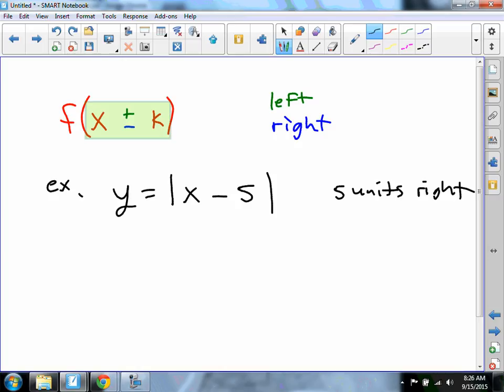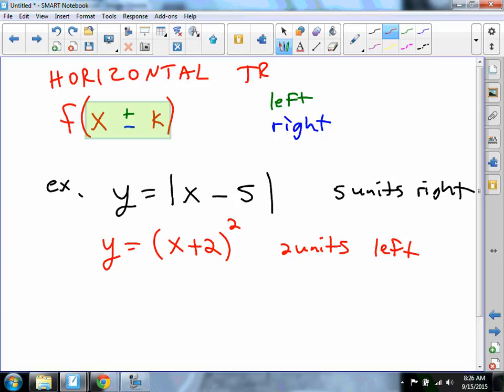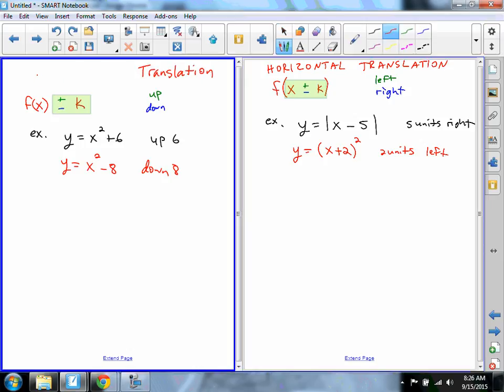Similarly, if we had y equals the quantity x plus 2, quantity squared, that would be translated 2 units which way? To the left. 2 units left. So what this is called is a horizontal translation. The previous slide was called a vertical translation.